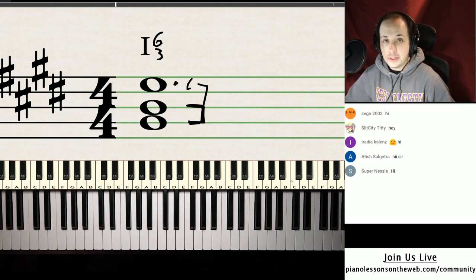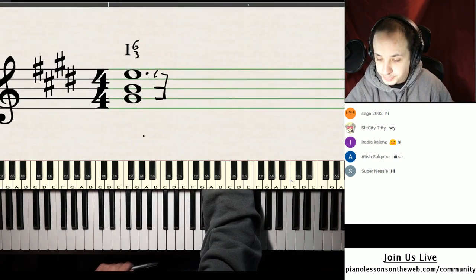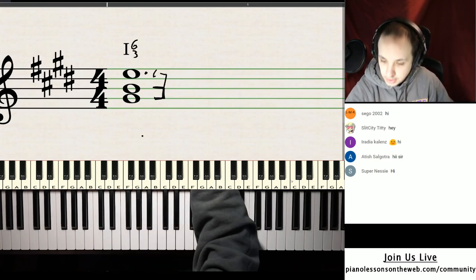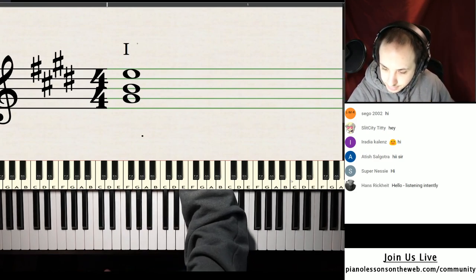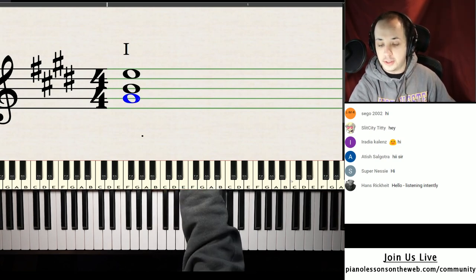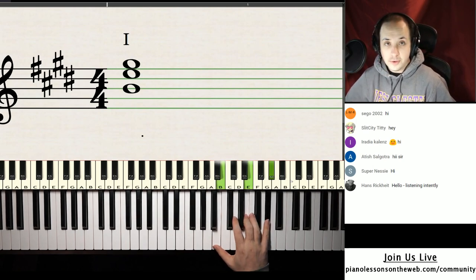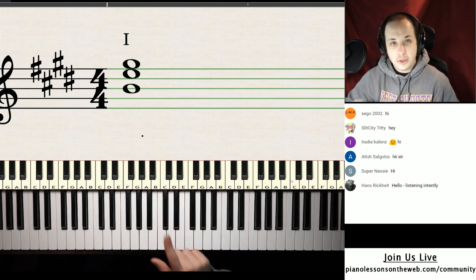Now, what do we do if we have a second inversion chord? Well, let's take a look. First of all, this is how it would look. Here's our E major chord again, now in second inversion. It works the same way.